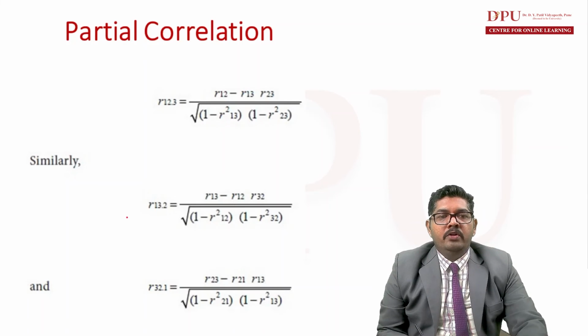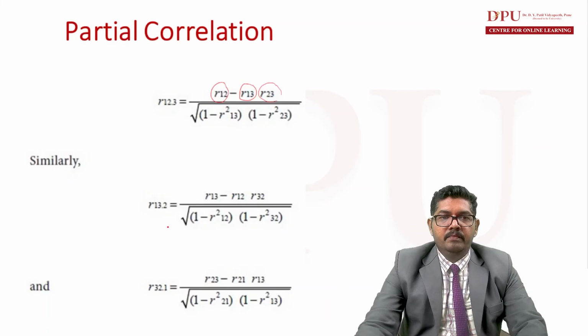Here R12 is the correlation coefficient between variable 1 and 2. R13 is the correlation coefficient between variable 1 and 3. R23 is the correlation coefficient between variable 2 and 3. So R12.3 means correlation between variables 1 and 2, keeping the variable 3 constant. Similarly, you can interpret all the formulae.